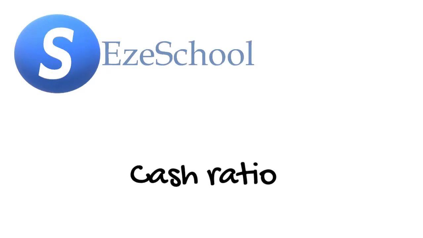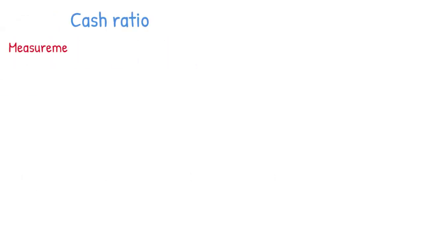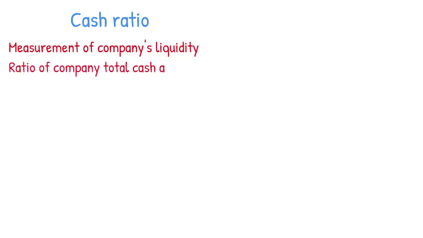What is the cash ratio? The cash ratio is a measurement of a company's liquidity, specifically the ratio of a company's total cash and cash equivalents to its current liabilities.